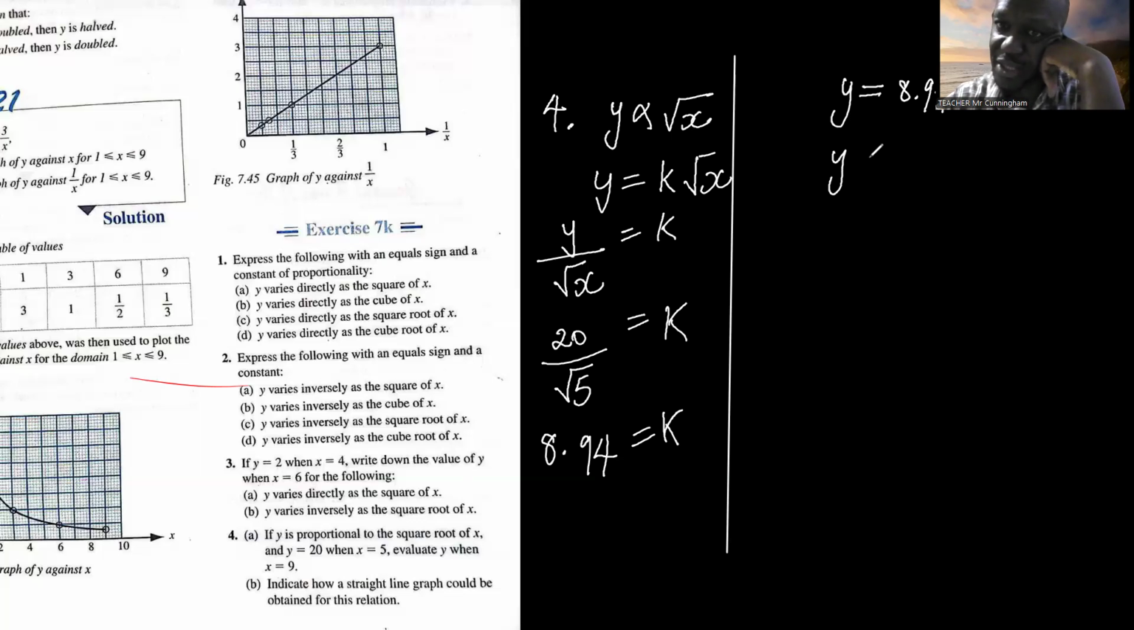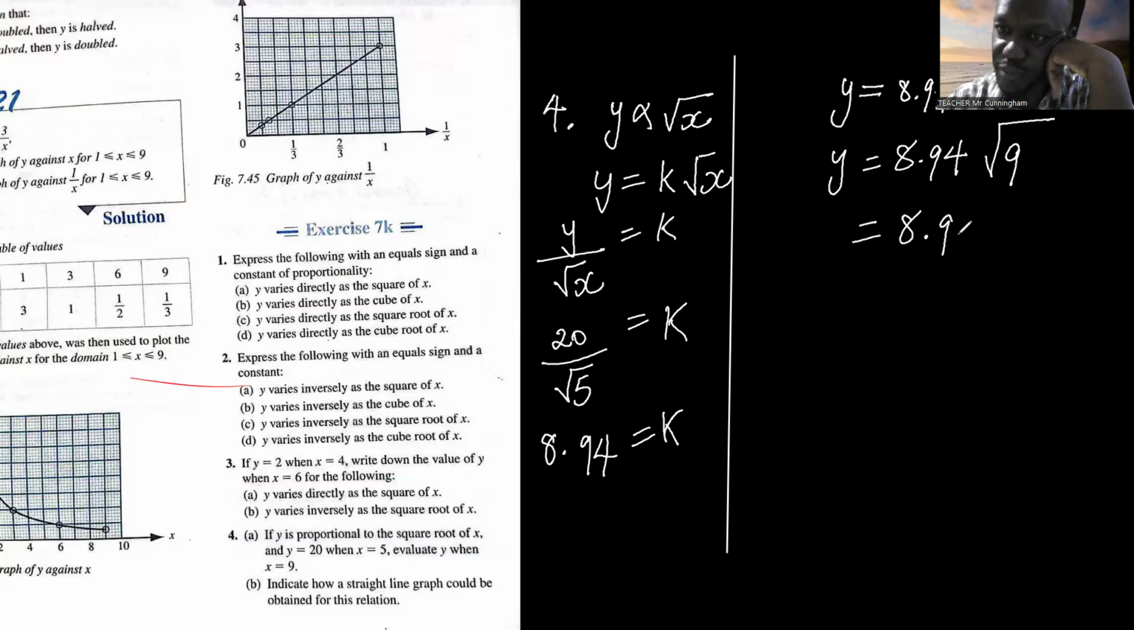So y is equal to 8.94 multiplied by the root of 9. The root of 9 is 3. All right, so I almost give already the answer now.